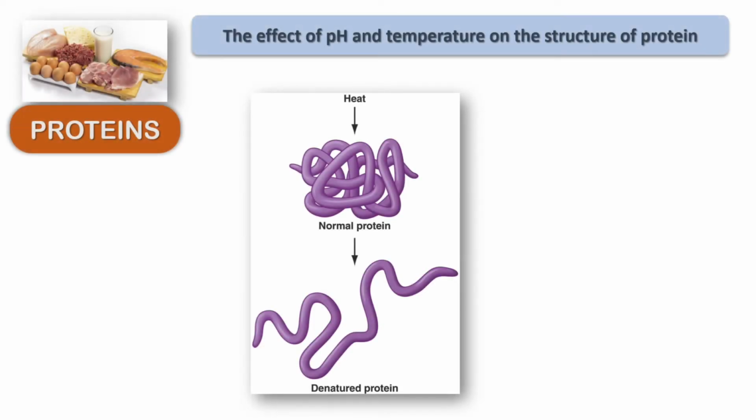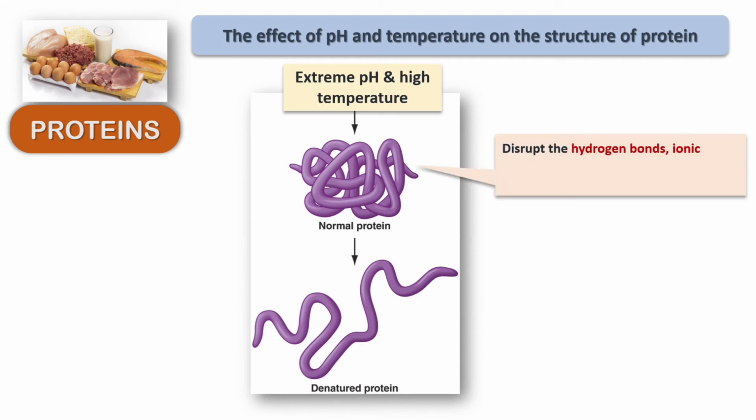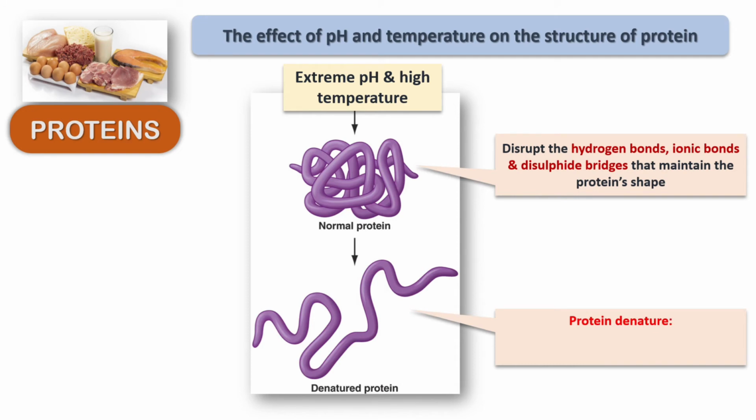Protein is affected by extreme pH and high temperature. Extreme pH and high temperature will disrupt the hydrogen bonds, ionic bonds, and disulfide bridges that maintain the protein's shape. This will cause the protein to denature, where the protein's shape or conformation changes and the protein loses its function.